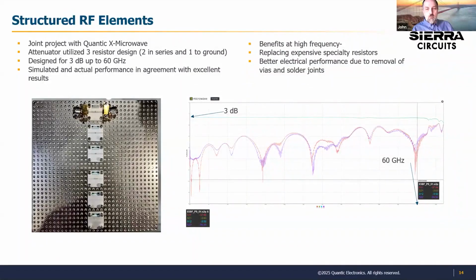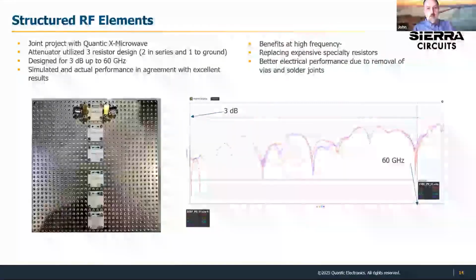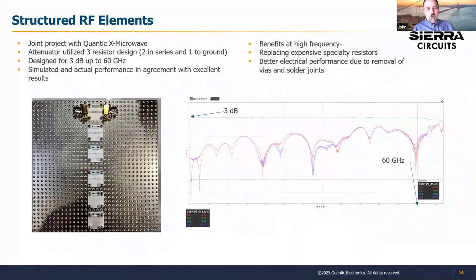What was nice about it is they were able to use our material and make, instead of taking 3 discrete resistors that would normally be used to make an attenuator, a T resistor, and it had better performance than anything out on the market, according to the specialists. I am not an RF microwave expert. I'm more of a manufacturing and materials guy, but they said it really surprised them how both the simulated and the actual performance came out to be exactly what they expected. And so we're expecting to see a lot of growth in this market.